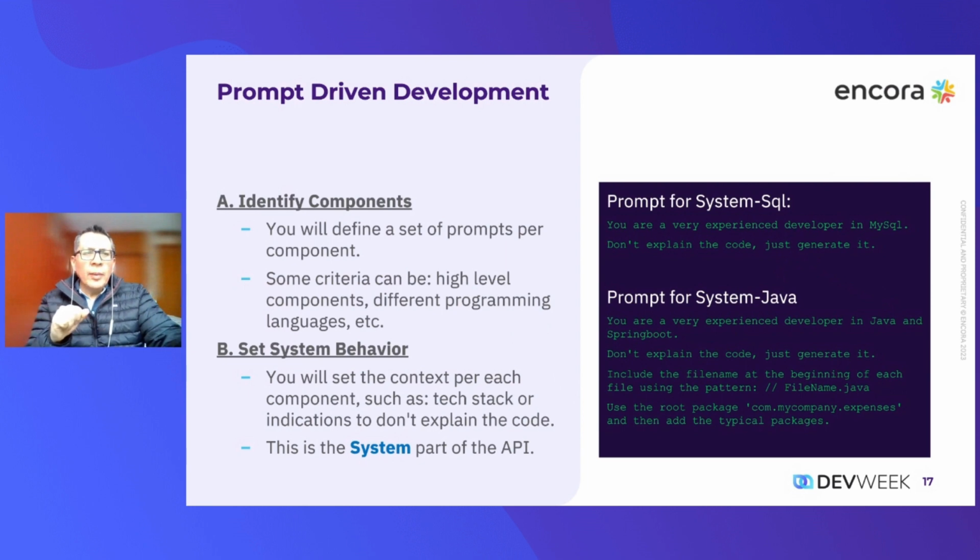The second step in this process driven by prompts is to set the system behavior. We need to set the context for each component, such as what tech stack we are going to use, or indications, for example, to not display the code, because by default the models are going to provide the code and explain the code. But maybe in this situation, we don't want explanations. Okay, this is the system part of the API.